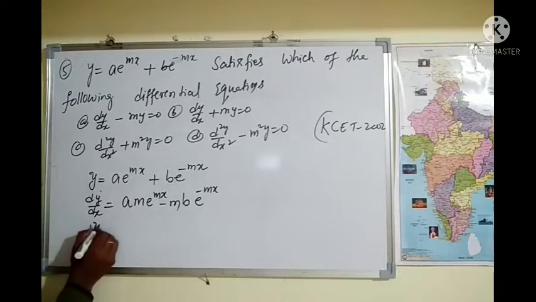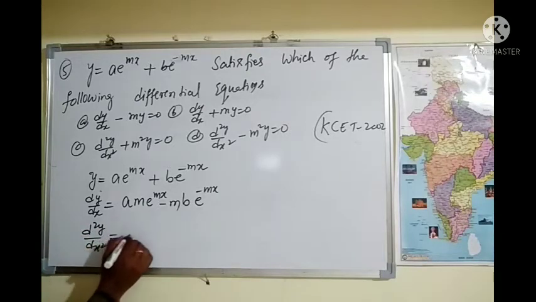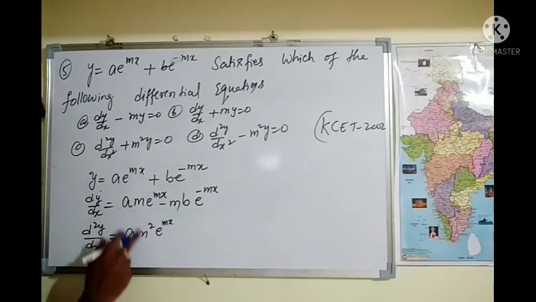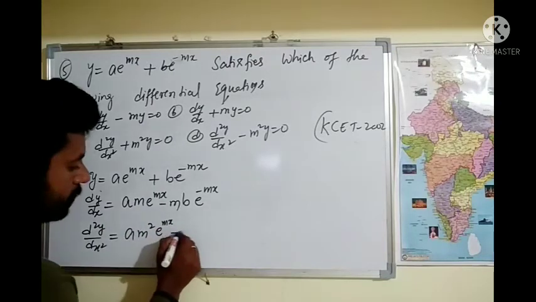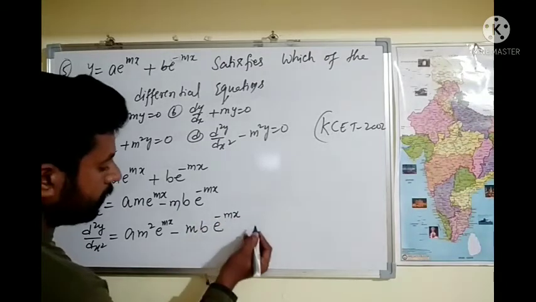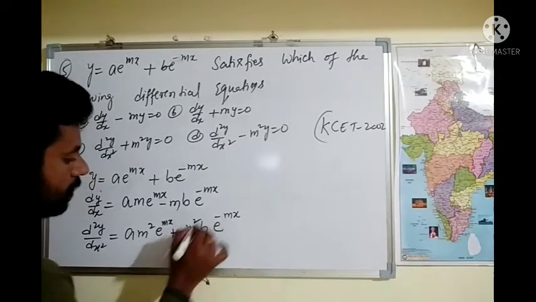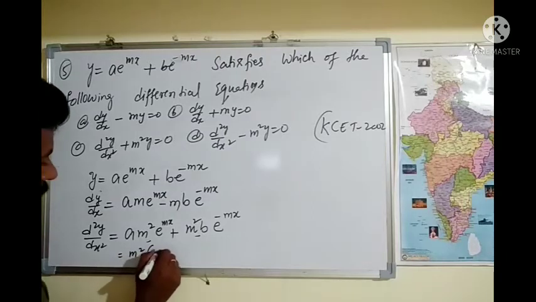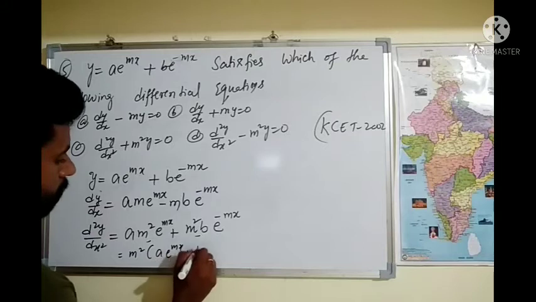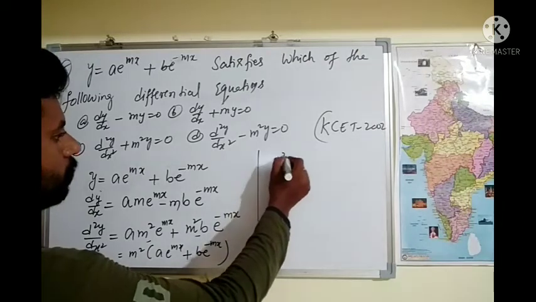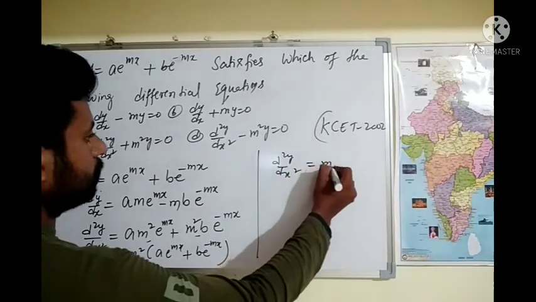Next, again differentiate this result. d square y by dx square is equals to a m square e to the power mx, since e to the power mx into m, m into m is m square. Then minus m into b e to the power minus mx, which is e to the power minus mx into minus m, minus into minus plus, m square. Next step, here we have m square, here also we have m square. Take it common: m square of (a e to the power mx plus b e to the power minus mx) is y. So d square y by dx square is equals to m square y.